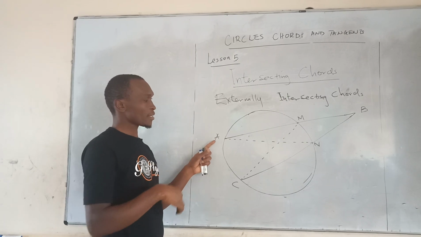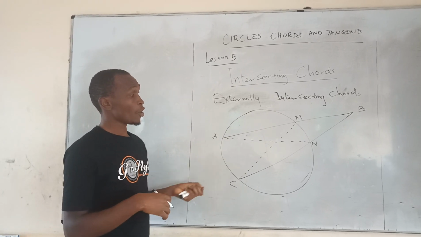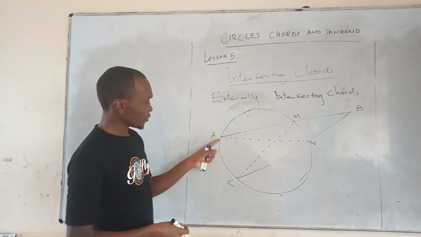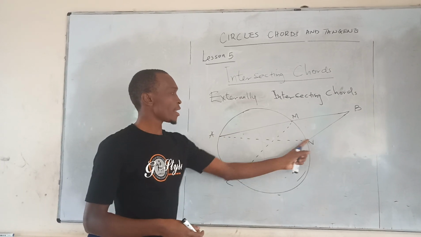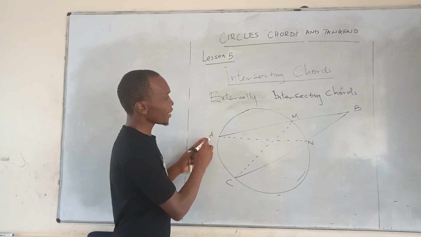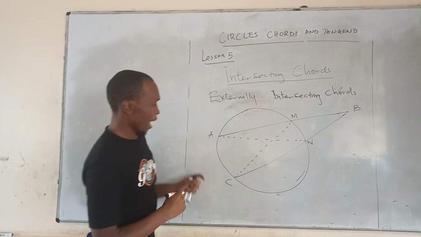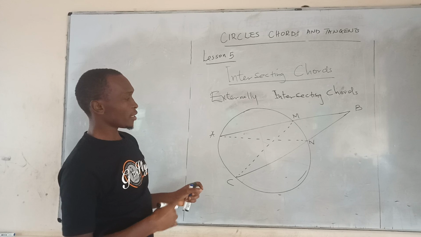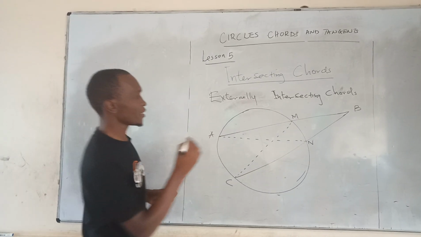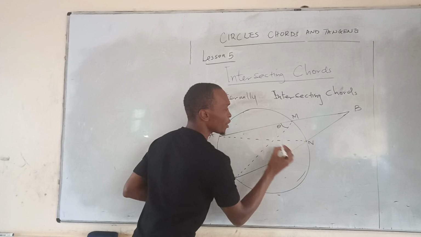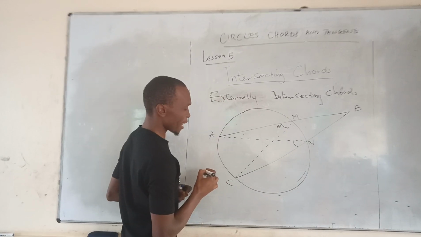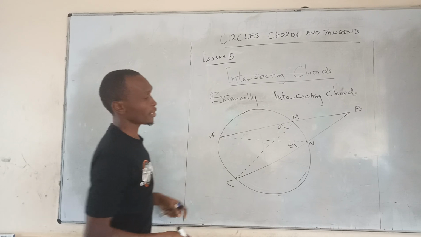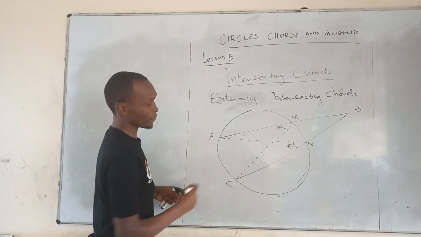Now, from our previous lesson, we agreed that angles subtended by the same chord are equal. Now, I have introduced two lines, AN and CM. This AN has formed a triangle, ANB, and also we have come up with another triangle, CMB. Now, the angle AMC, if I call it theta, will be equivalent to the angle ANC. Why? Because AC is the same chord that has subtended those angles at the circumference of this circle.